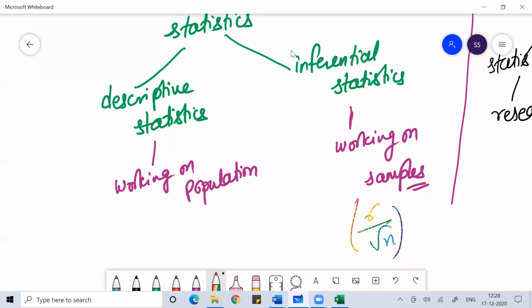So at certain times, working on the population is not feasible. Like, suppose Chetan's mom told Chetan to go and buy 1 kg of rice.